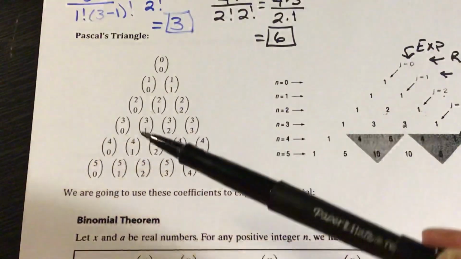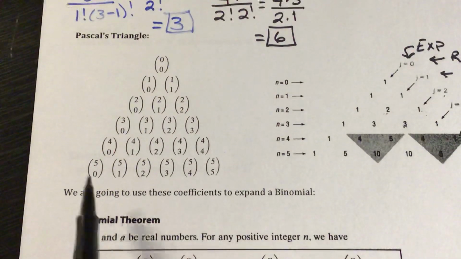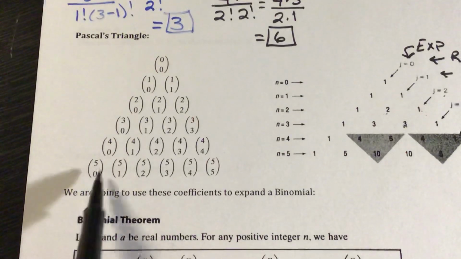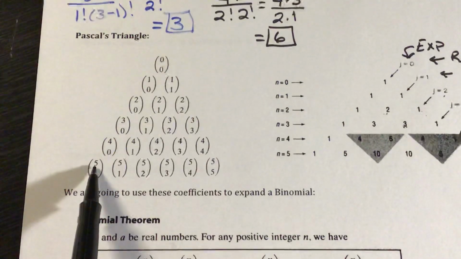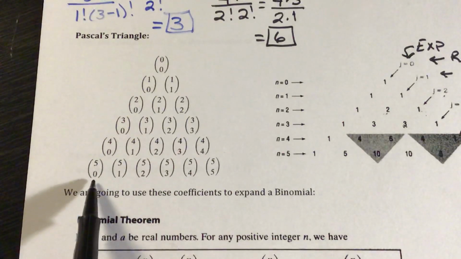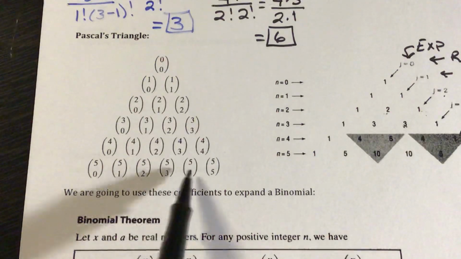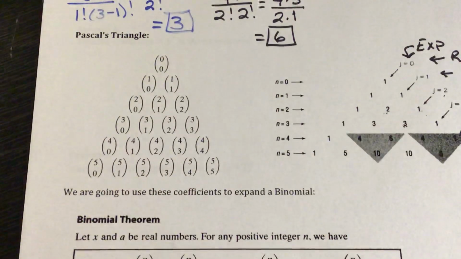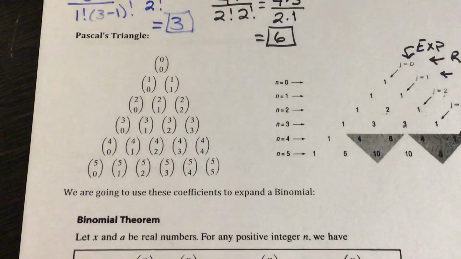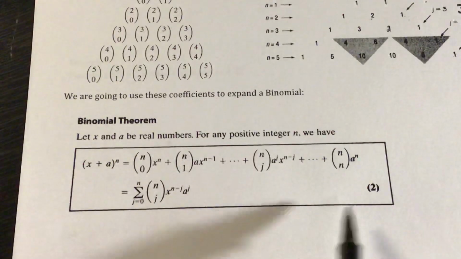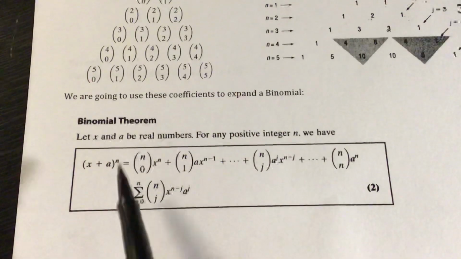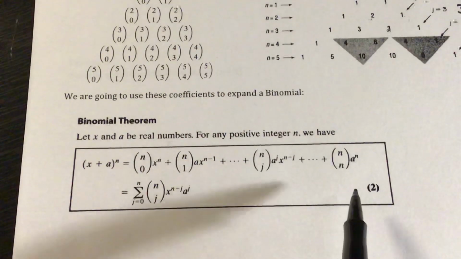So each row, you're starting with a combination of the row number. So this is 5, and then I have 5 choose 0, 5 choose 1, 5 choose 2, 5 choose 3, and those are the numbers that are in the triangle. All right, so this down here is a lot of things that are hard to understand.